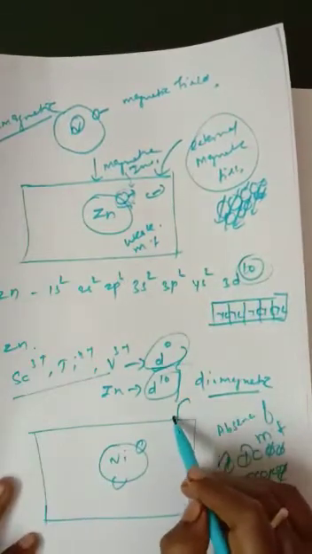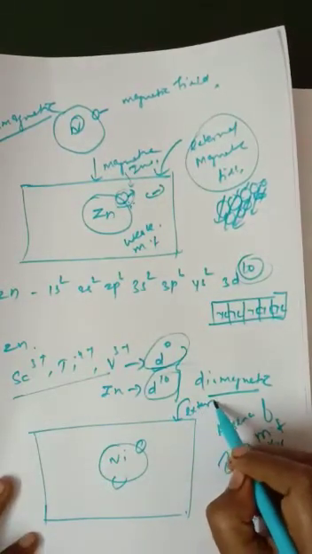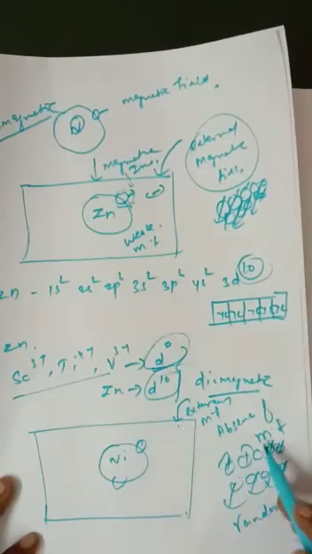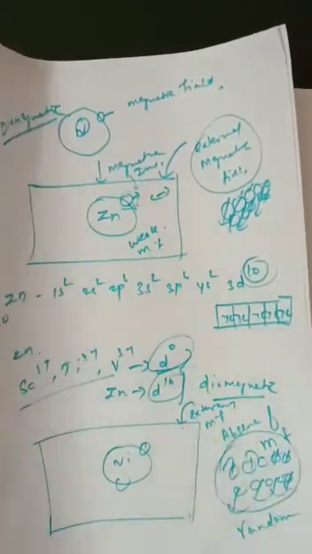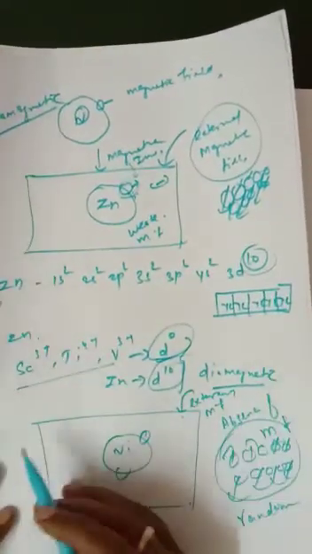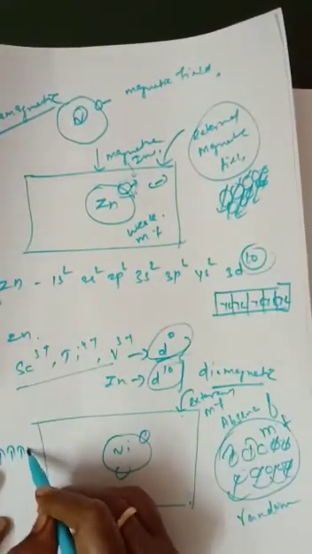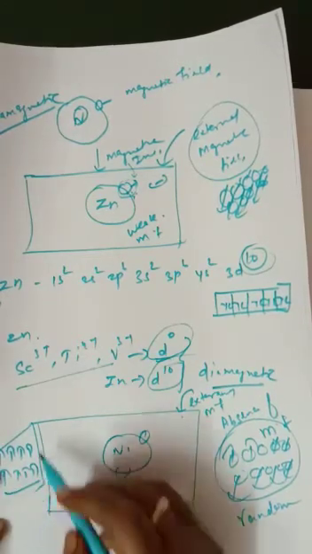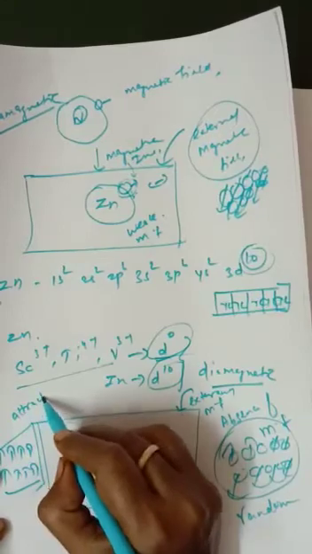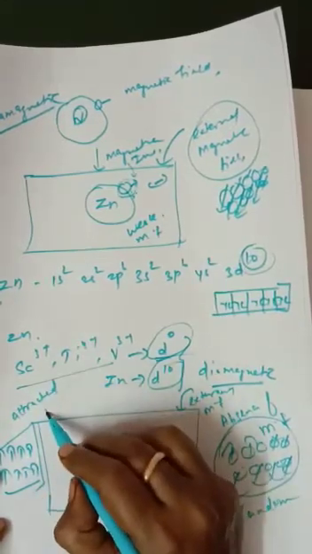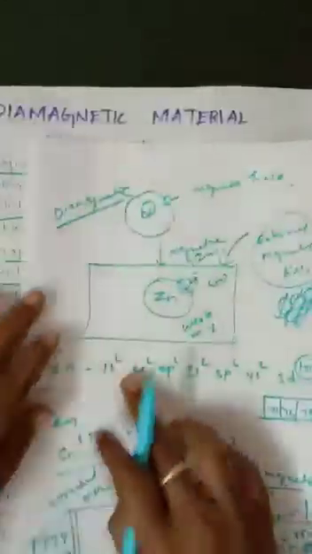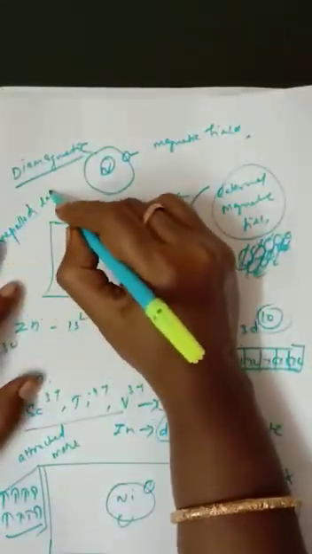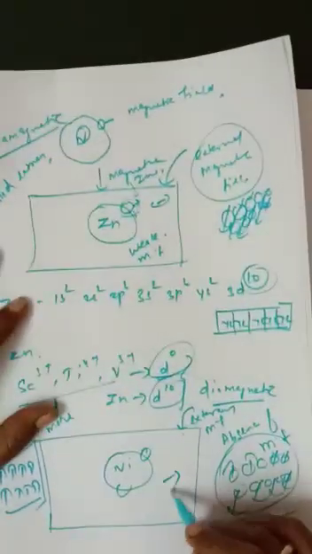If an external magnetic field is introduced here, what happens? These arrangements come into one position. They align in parallel, in the same direction, so the magnetic field is attracted more. What happens in a diamagnetic material? It repels the external magnetic field, so it must have the opposite pole.